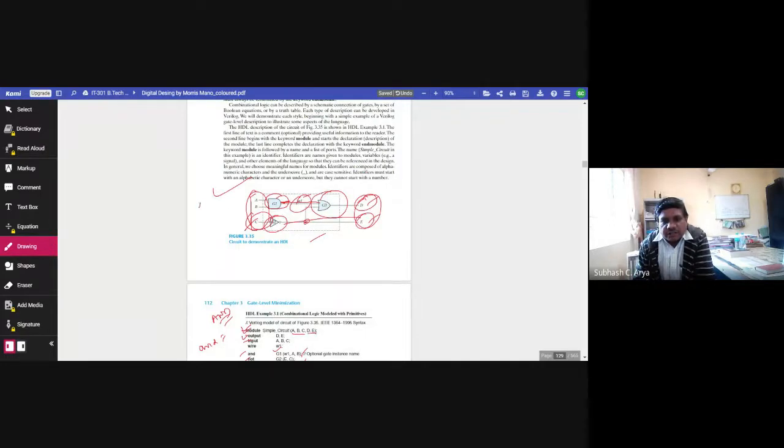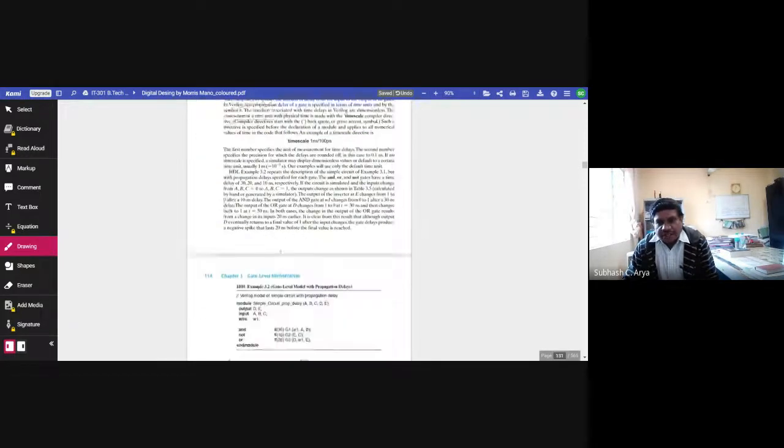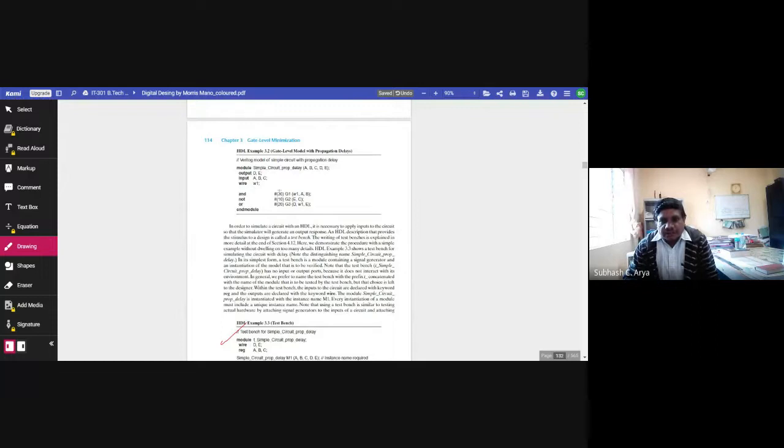So first A, B, C is 0 0 0. So what is the output? D and E. And then another case is 1 1 1. Then what is the output of D and E? This is the thing. For that they have written a code, but here we need some delay, which is how much time each gate takes. That is the propagation delay time, which is mentioned here. So AND gate is taking 30 nanosecond, NOT gate is 10 nanosecond, and OR gate is taking 20 nanosecond.